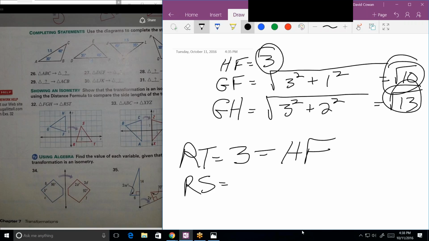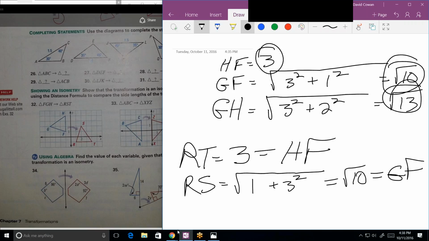to these. It doesn't matter due to the commutative property of addition. It doesn't matter whether I do delta x first, 1, or delta y. So it's the square root of 1 squared plus 3 squared, which equals the square root of 10, which equals GF. Correct.